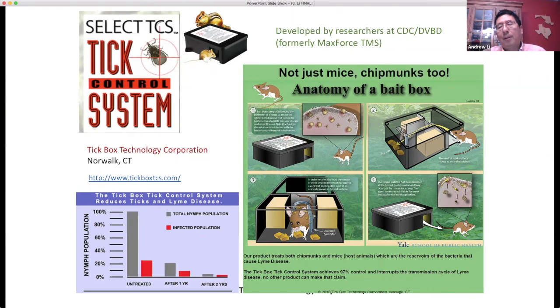When a mouse enters and exits the bait box to reach the bait, it makes contact with a wick on the top. Basically, a pesticide-treated wick. I think fipronil is the chemical pesticide, the same one used to control ticks on pets, dogs and cats, at a very small concentration. So this is how the animal gets treated. Next slide, please.